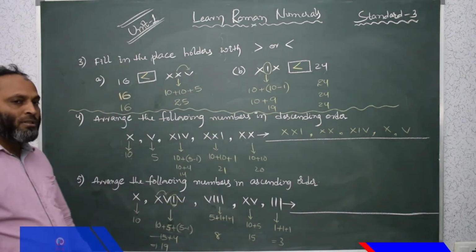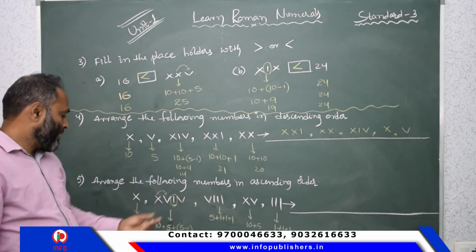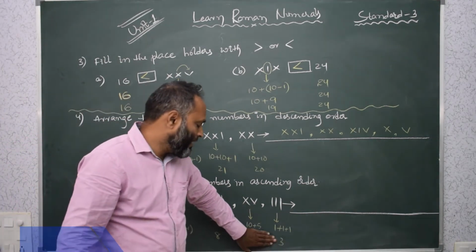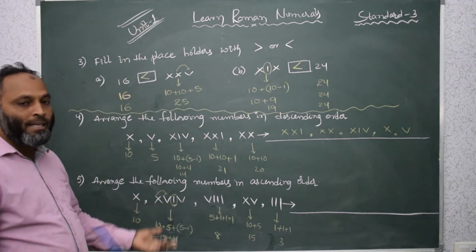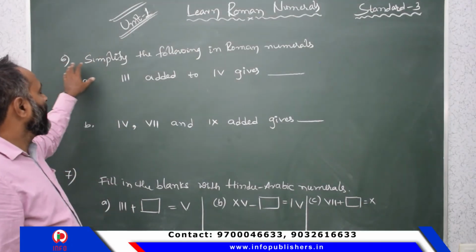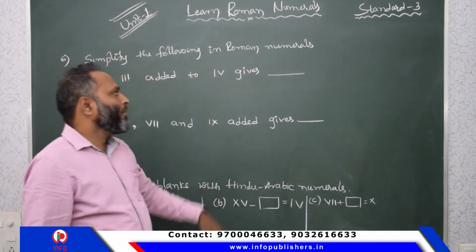These are the values in Hindu-Arabic numerals: 10, 19, 8, 15 and 3. So in ascending order, meaning increasing order, we have to arrange them. Yes, now students, this is simplify the following in Roman numerals.